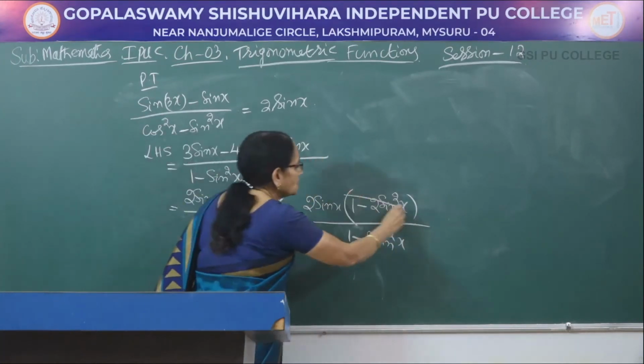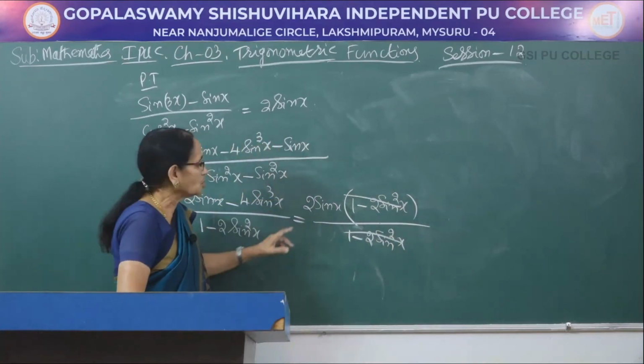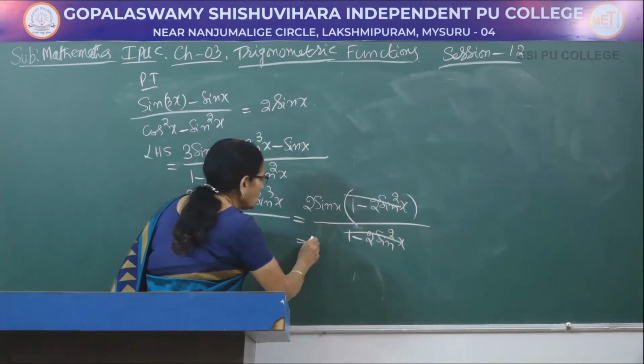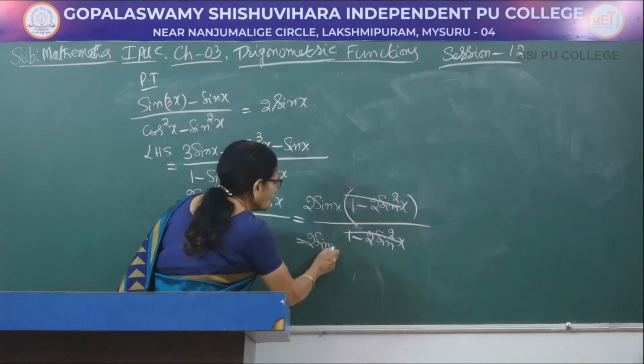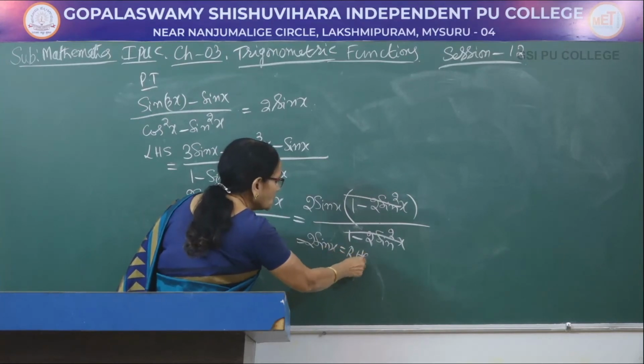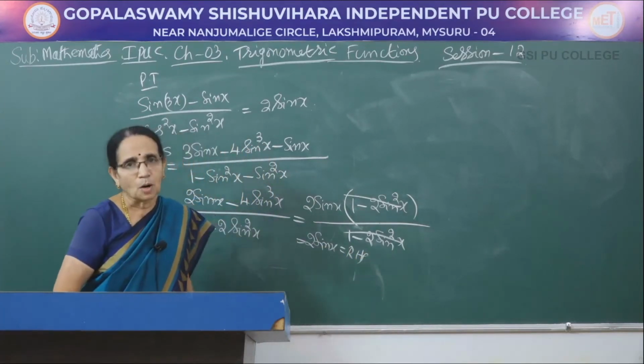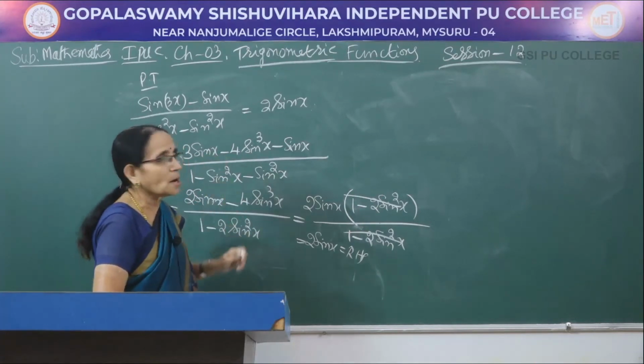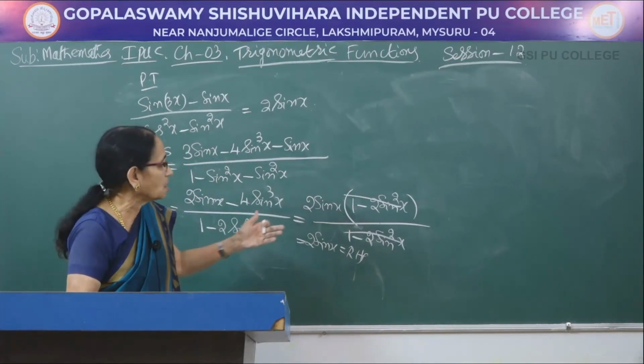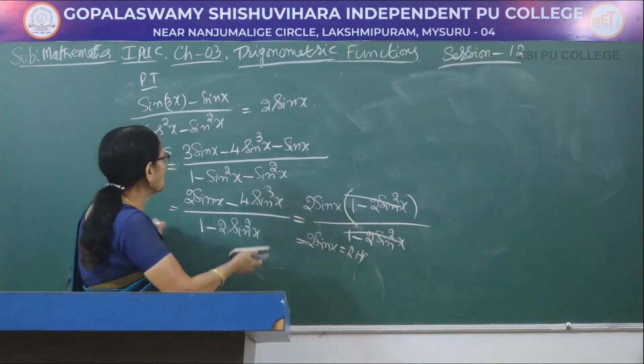You observe that these two get cancelled. So, what is remaining? It is only 2 times sin x. And what was that? It was nothing but the right hand side we wanted here. Therefore, we started with the left hand side and we got the right hand side rather easily.